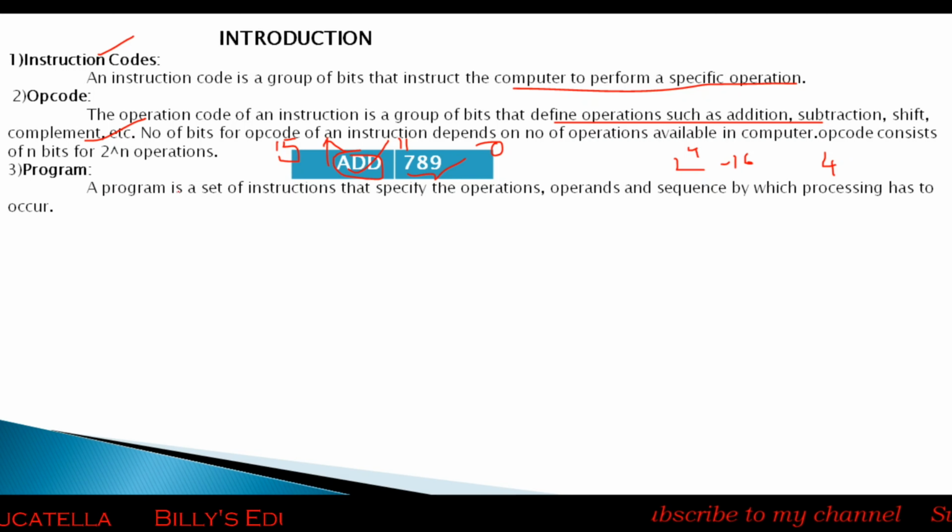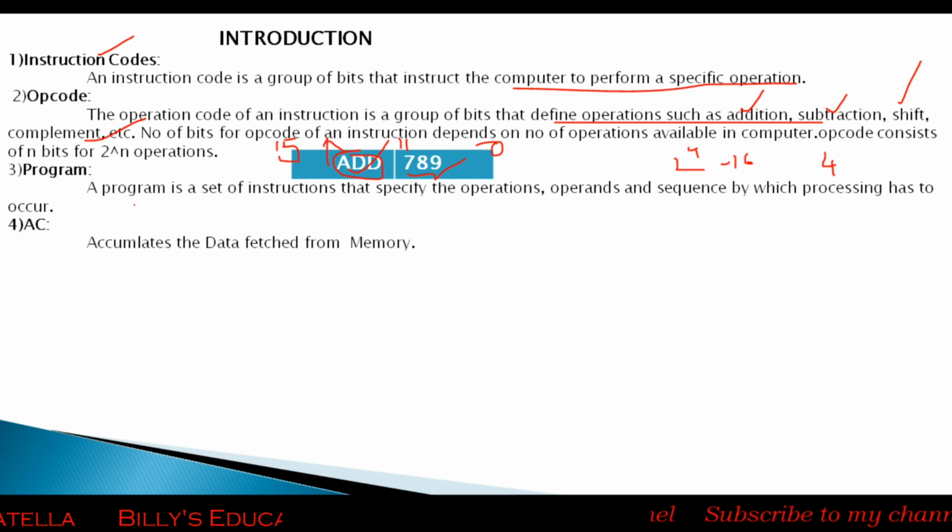Next, coming to the program. What is a program? A program is a set of instructions that specify the operations, operands, and the sequence by which processing has to occur. A program is a set of instructions that specify the operations or opcodes. So it specifies either the addition operation, subtraction operation, or shift operation. A program specifies the instructions, and it also specifies which operations are to be performed by the computer, as given by the user.